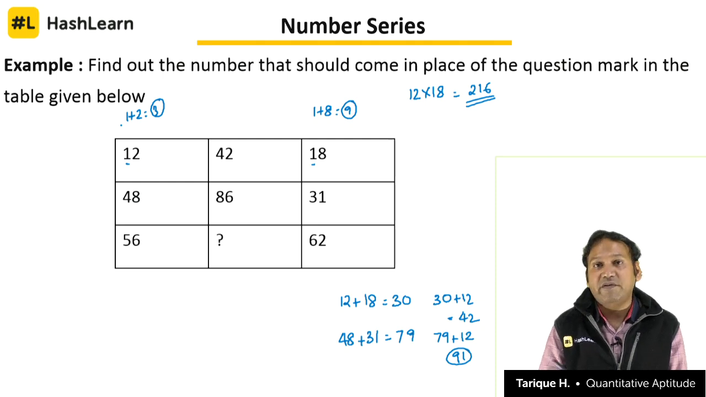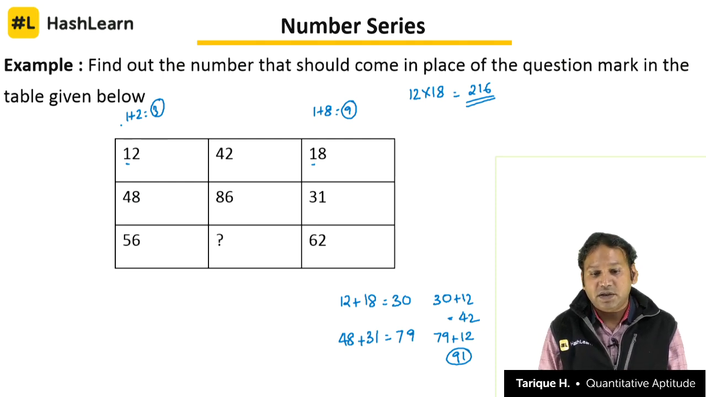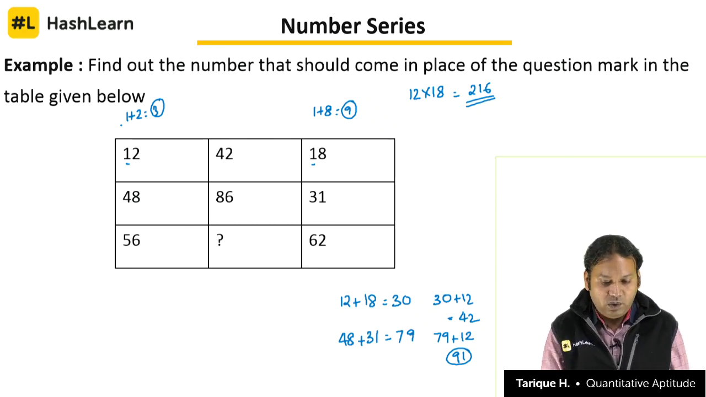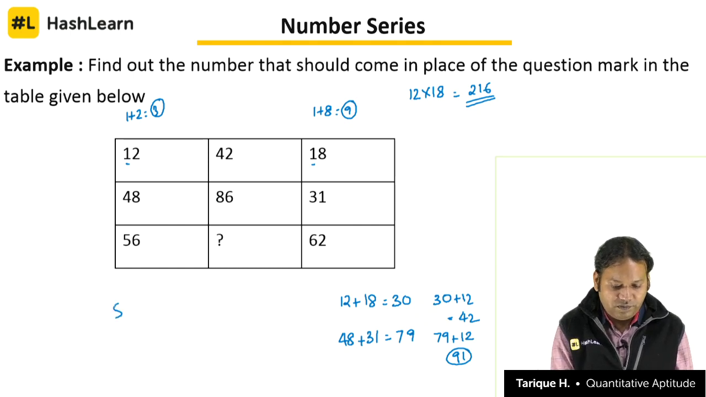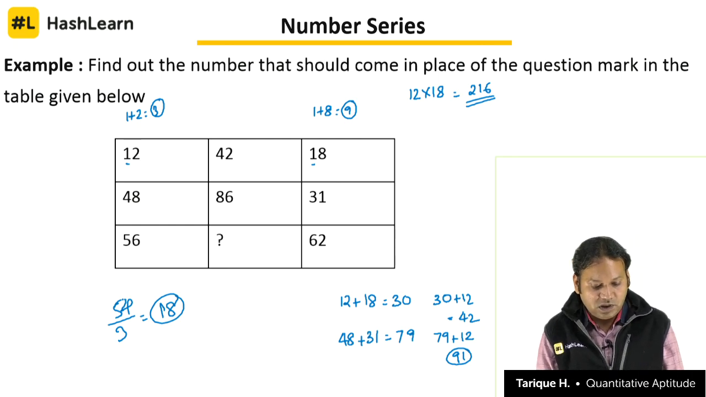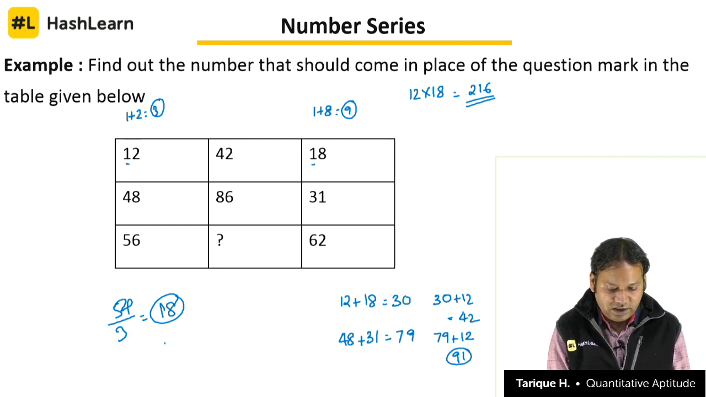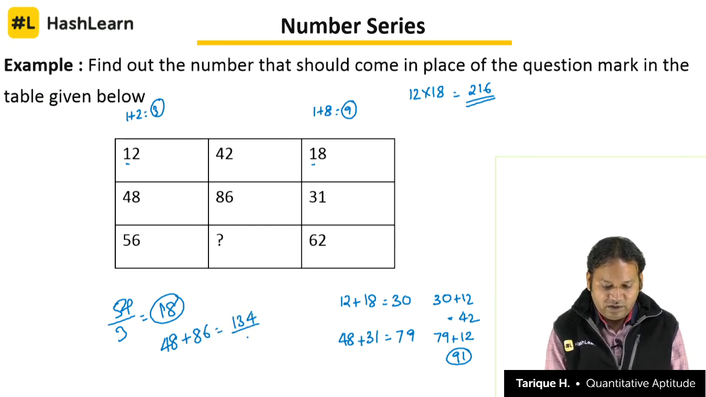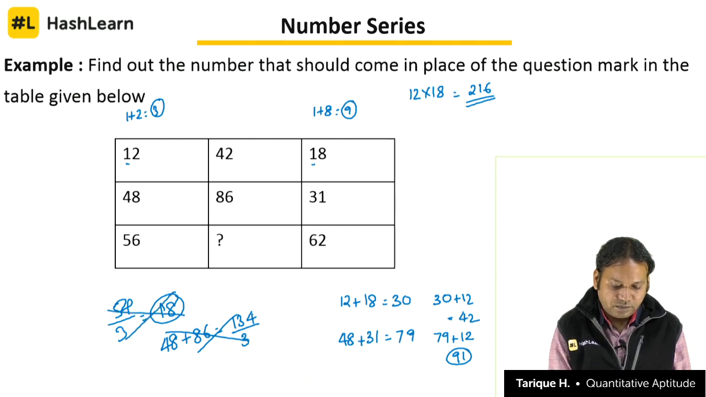So what I am showing to you is the various ways in which this question can be approached. How do we approach these kind of questions? Look at the sum of digits, look at the product of numbers, look at 12 and 42. 12 and 42 is equal to 54. 54 by 3 is equal to 18. Is this particular logic also possible? Let's see 48 and 86. 48 and 86 is equal to 134. 134 by 3 is not divisible. So that's not going to work out, right?